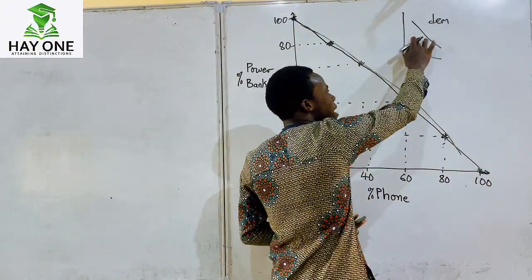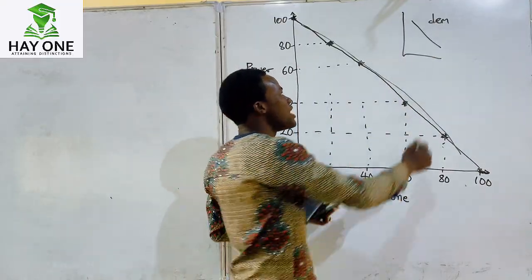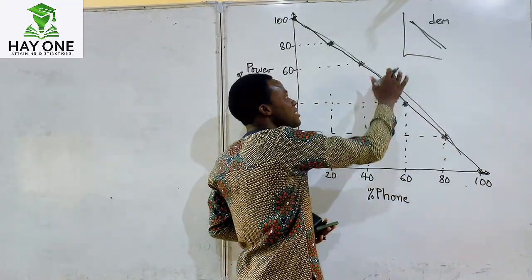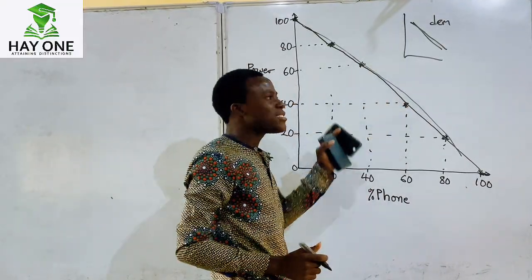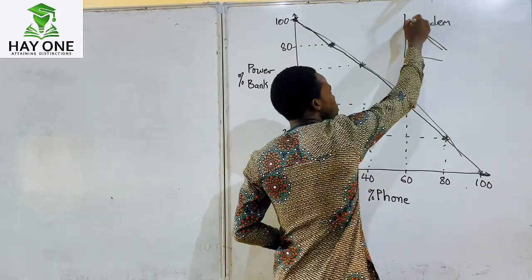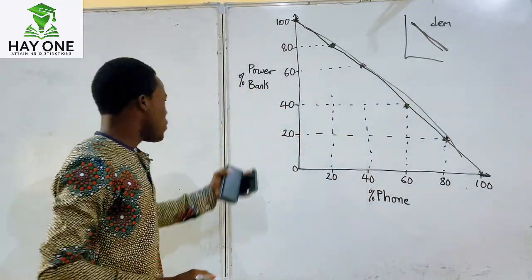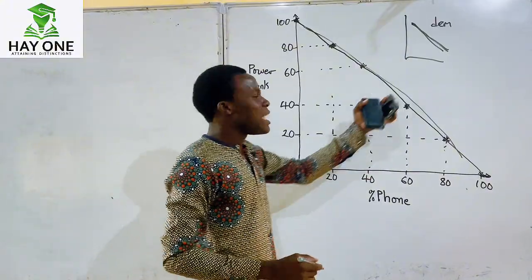And same thing with the demand curve. A demand curve is always like this because there is an inverse relationship between the price and the quantity. As the price increases, the quantity falls. So as you can see here, I used this illustration to explain a demand curve.